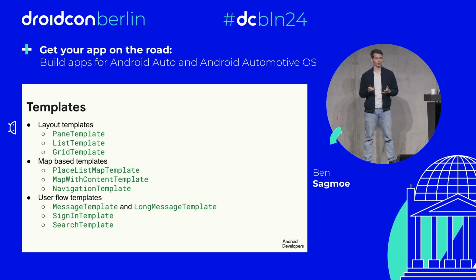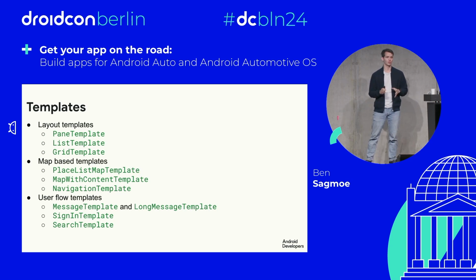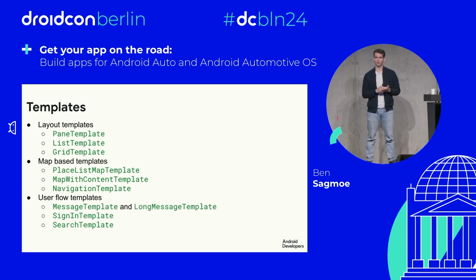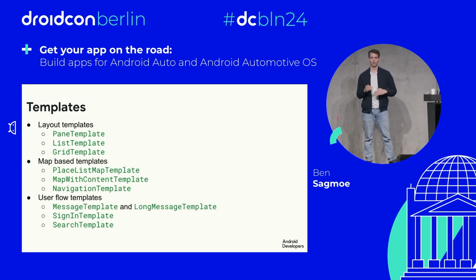When it comes to describing your UI, there's a bunch of templates available to build with. These can be categorized roughly as layout templates, things that help you organize your content in familiar ways. We have pane template, list template, and grid template. Pane template displays a single item, list template a list of items, and grid template a grid of items. Easy.